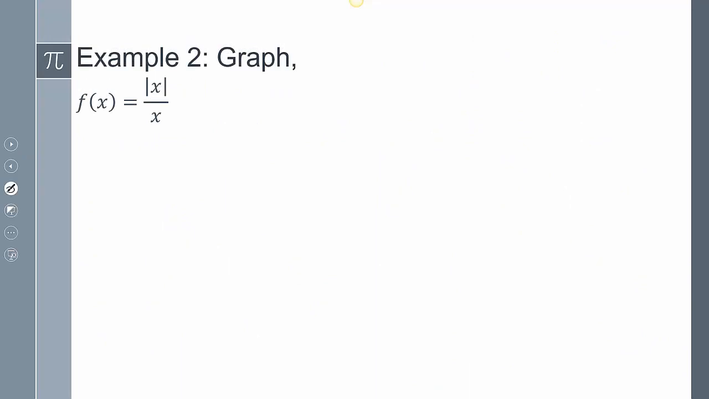Let's look at another one. Graph this. So once again, our definition says negative x if x is less than 0.